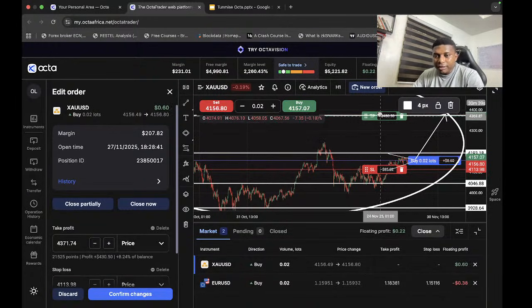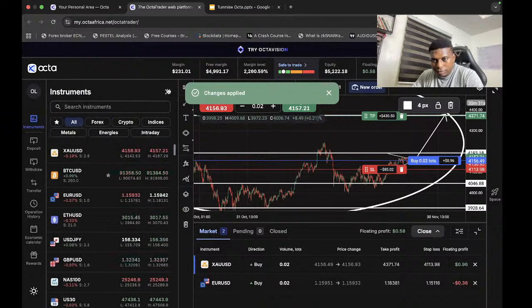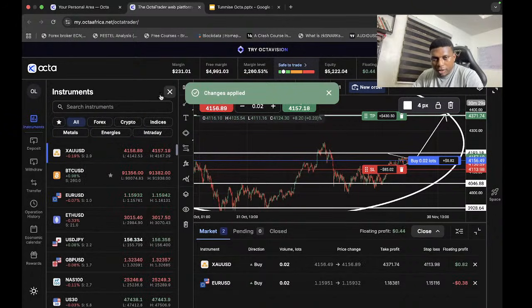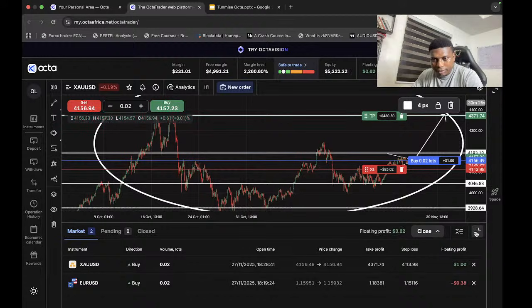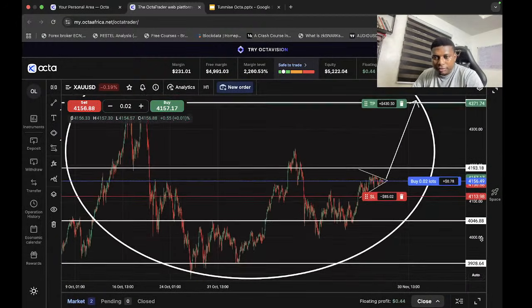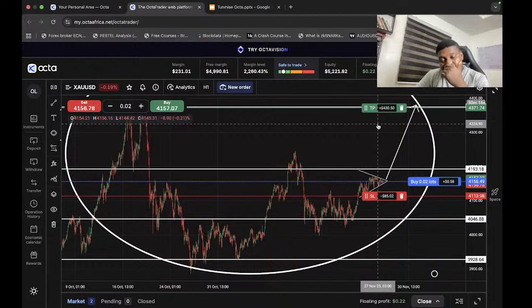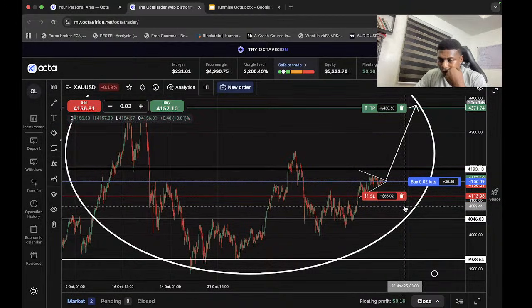Gold is a very, very risky market, so you have to be very careful. So I'm going to confirm changes. I've confirmed changes, and here we go. Now I've set take profit at $430, and stop loss is $85.